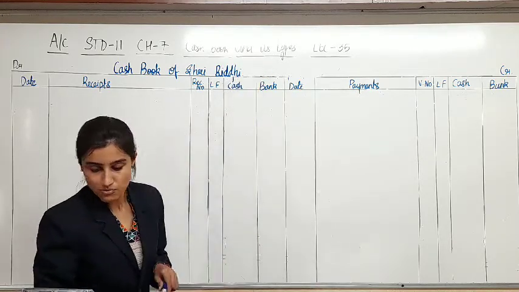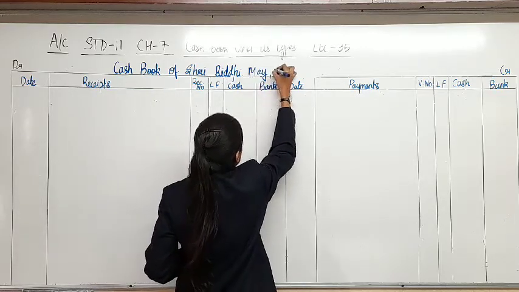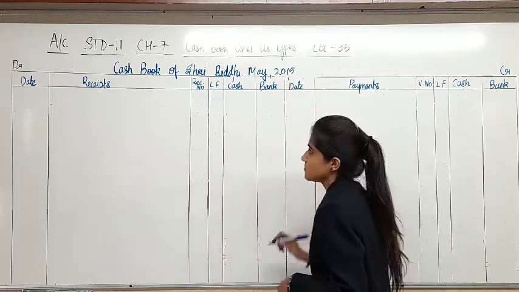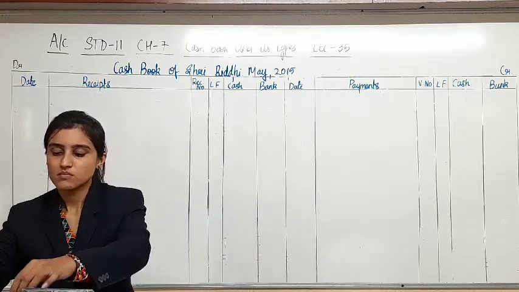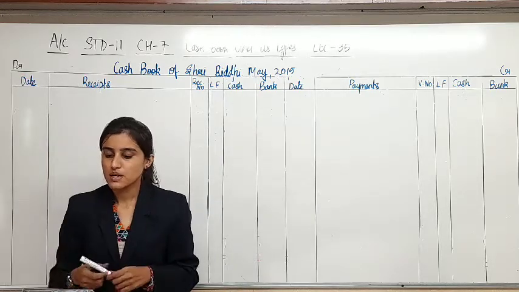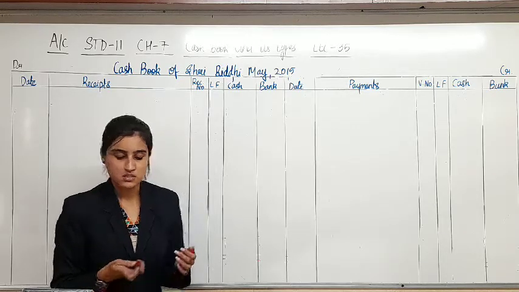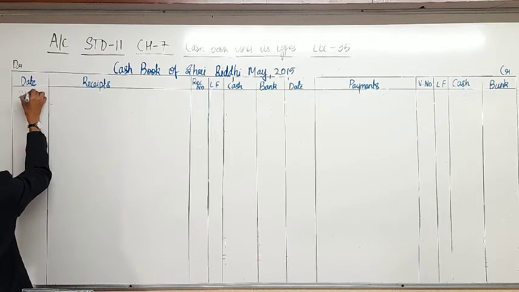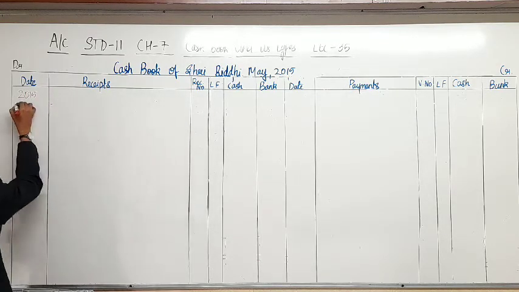For the month of May, yeah, the specimen is ready. We will directly start with the transactions. Opening cash balance rupees 4,000, opening bank balance rupees 6,000. You know very well how to write the opening balances. 2015, the month of May.